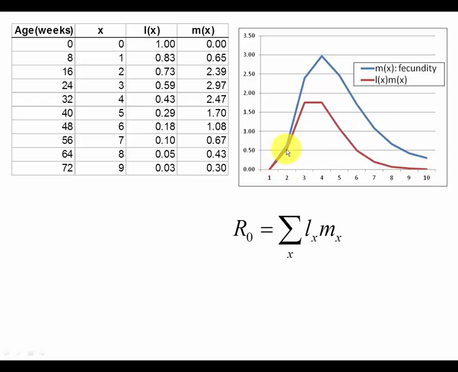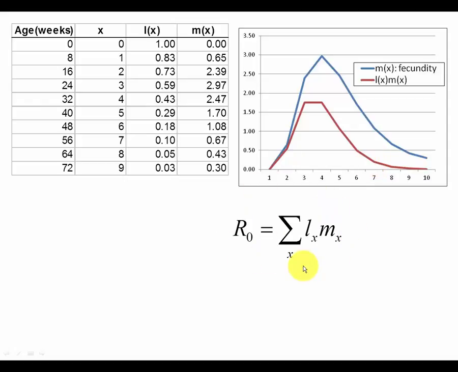You notice that at first, the red line and the blue line are very, very close together. But increasingly as time goes on, this red line is going to be a smaller percentage of this blue line. The reason for that is that individuals die as time goes on. Even if an individual that made it to, say, 56 weeks of age would have a reasonably high number of offspring, so few individuals make it to that age that L sub x M sub x is very low.